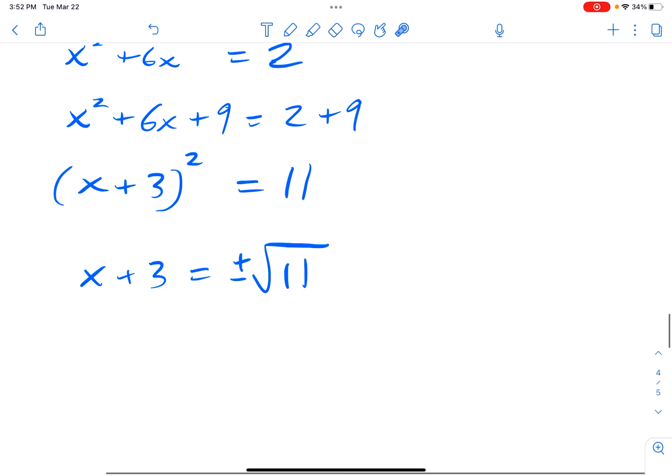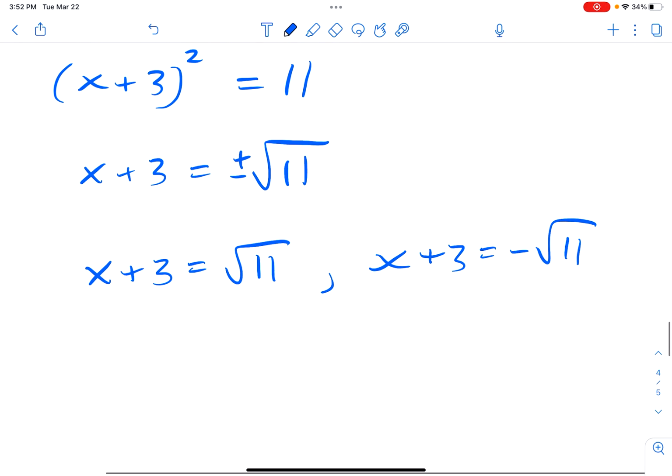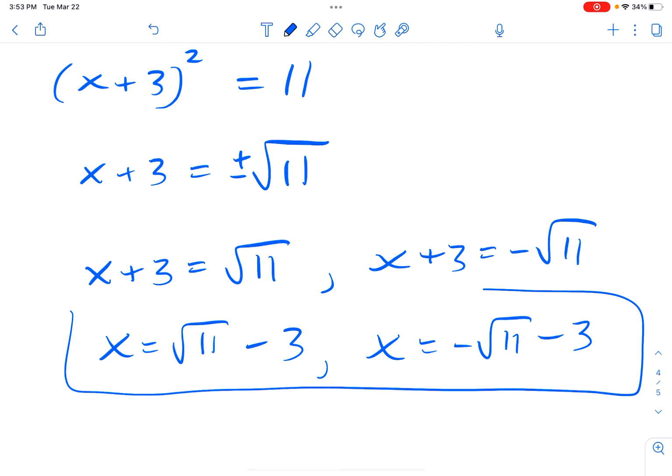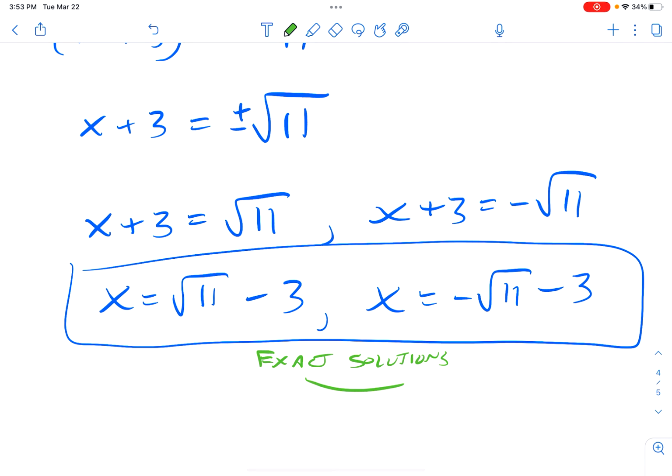So this is an abbreviation for two equations. It's saying maybe x plus 3 is equal to the square root of 11, or maybe x plus 3 is equal to the negative square root of 11. So x might be root 11 minus 3. You could put that in your calculator. It's going to be something like 0.4. Or maybe x is negative root 11 minus 3. That's going to be something like negative 6.4. These are our exact solutions. Always get exact solutions, and then if you are motivated to do so, you can simplify them.